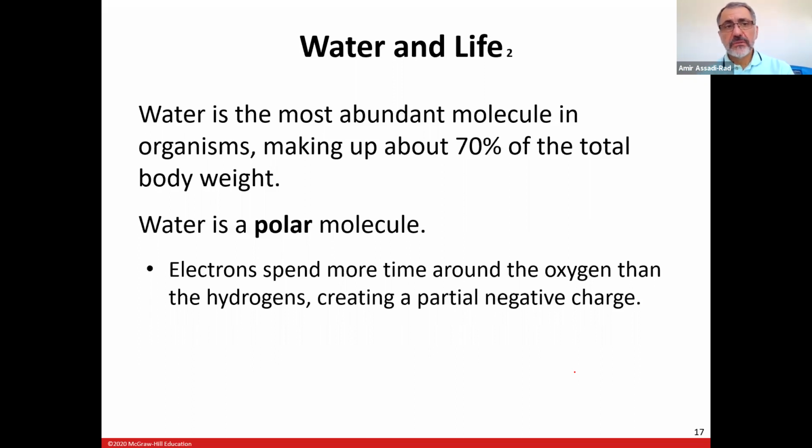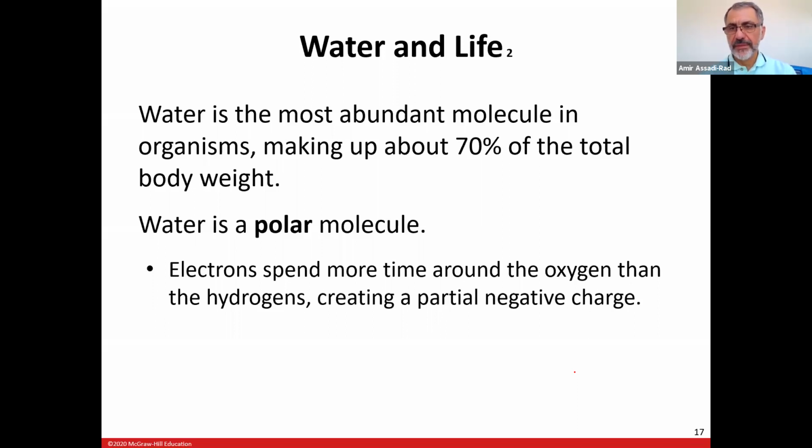Water is the most abundant molecule in organisms. Of course, bacteria are full of water. You and I are made up of about 70% water by total body weight. Water is a polar molecule. And what does that polar mean? Okay, I give you that definition. Electrons spend most time around the oxygen rather than hydrogen, creating a partial negative charge. Okay, the definition of polar, he's not giving a good definition, I don't think. A polar molecule means one end of the molecule is negatively charged and one end is positively charged.